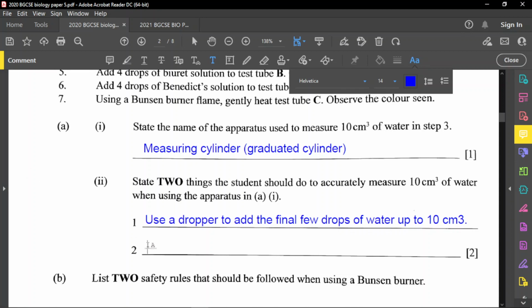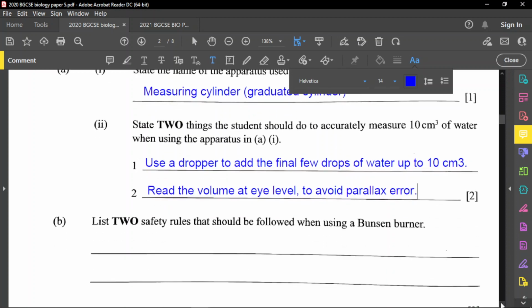The next thing you need to do is to read at eye level all the time. Read the volume at eye level. The reason for this is to avoid parallax error. Parallax is an error, spelled with 2 R's, 1 L, and 2 L's: parallax error. So those are 2 ways you can ensure that you minimize errors and increase accuracy.